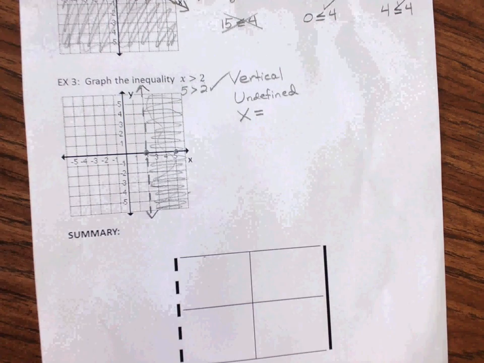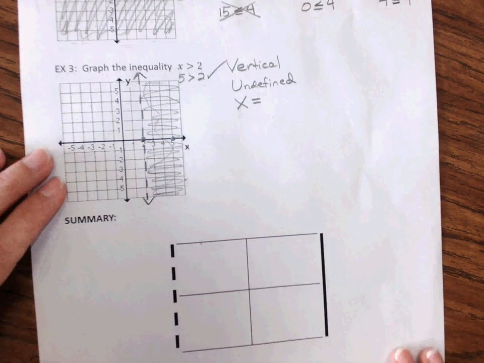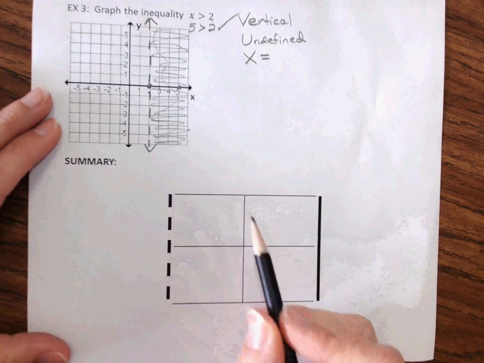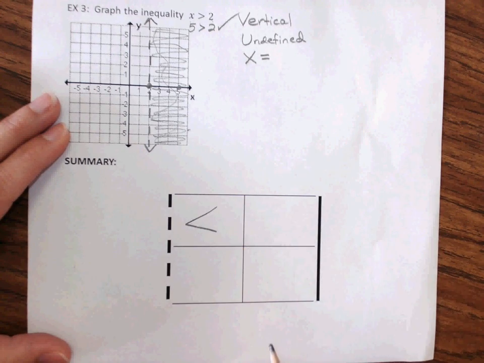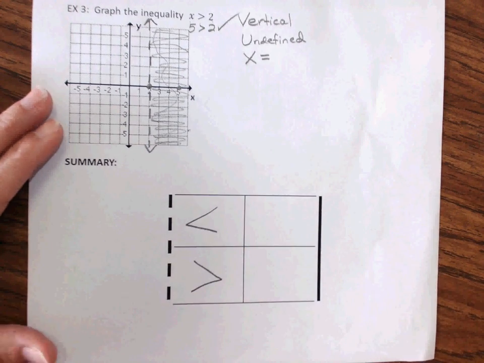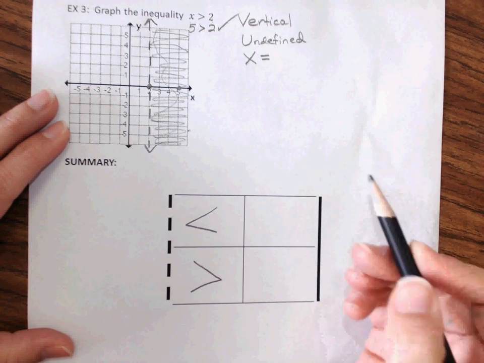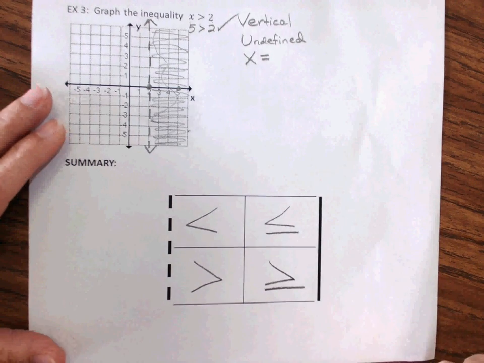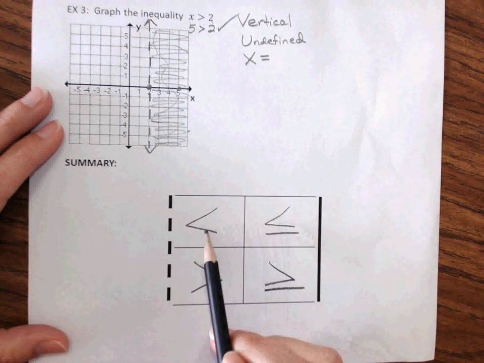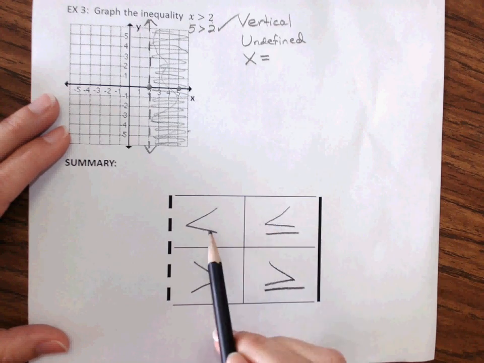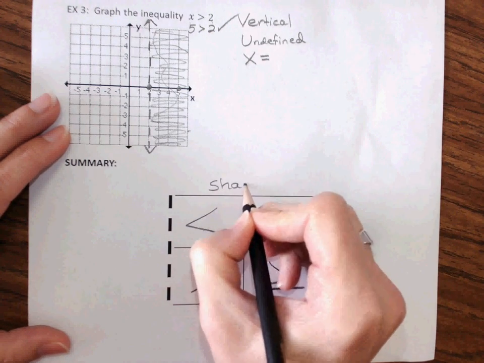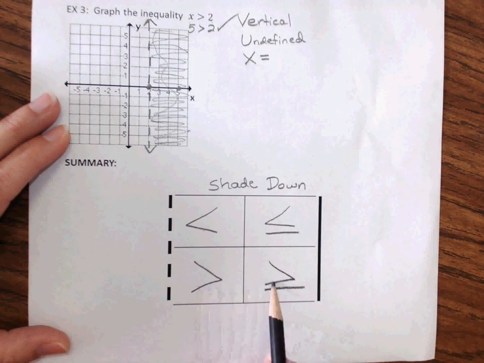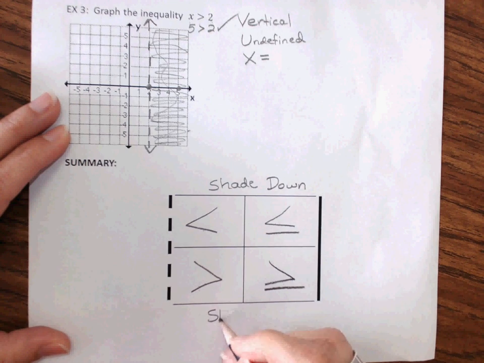Let me show you in summary. I have a little chart here that will hopefully be helpful to you. I have my dashed line over here. Dashed line is related to less than or greater than. Solid line right here is related to less than or equal to, or greater than or equal to. These two symbols up here are both less than symbols, so this means shade down. These two symbols down here are related to greater than, so these two symbols are shade up.